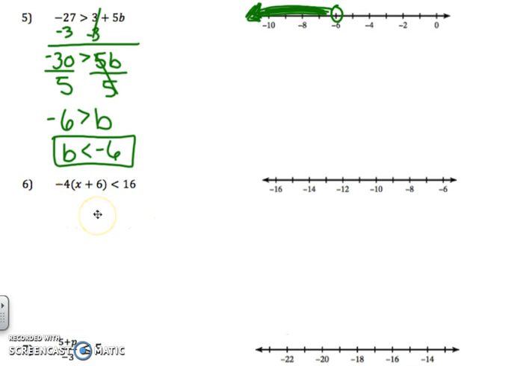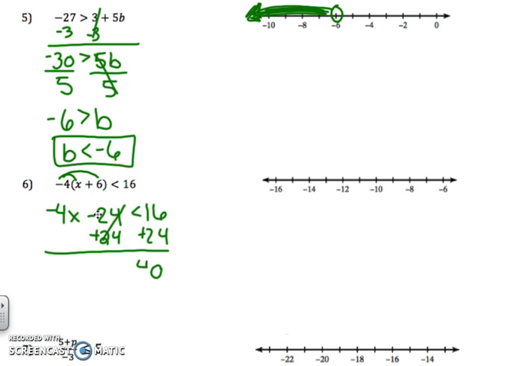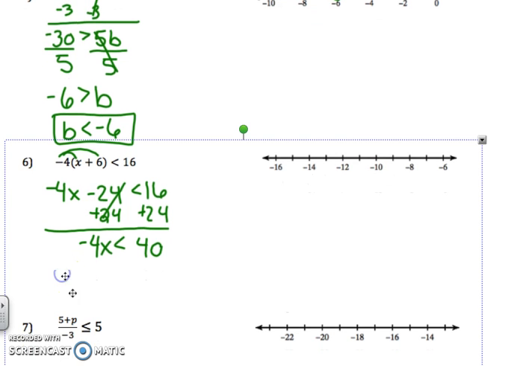So I see the distributive property is what I need to do first. So I'm going to multiply and get negative 4x. I'm going to multiply and get negative 24. Bring down the less than sign and the 16. So on this two-step problem, I'm going to plus 24 on both sides. I would get 40 is less than negative 4x. Last step is to divide by a negative 4.